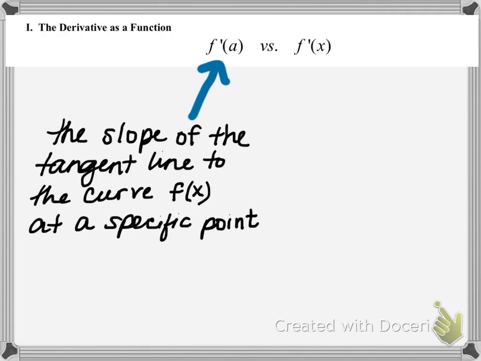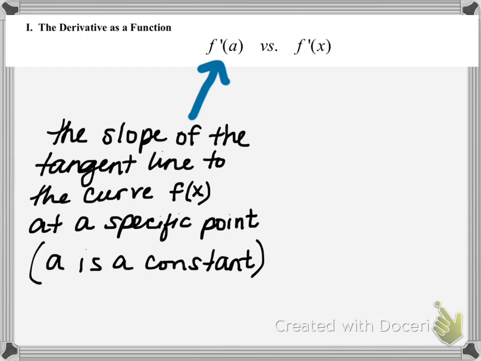So this means that a is a constant. For example, we might be looking for f prime of 2, which would be the slope of the tangent line at x equals 2, or f prime of 7, the slope of the tangent line at x equals 7. So when you see f prime of a, it is assumed to be a constant. So it is a number.